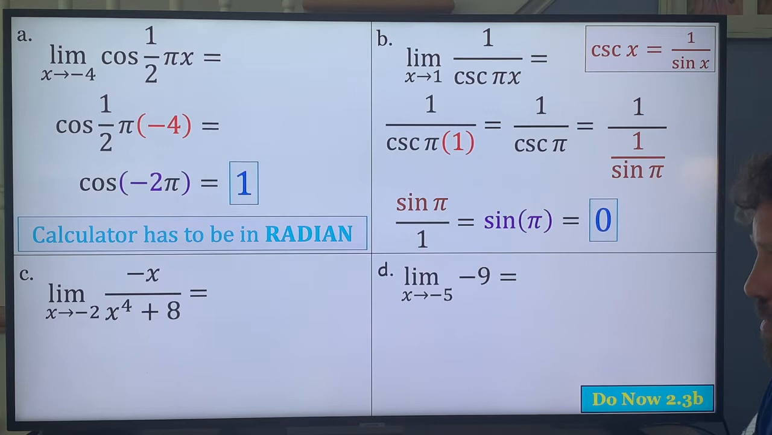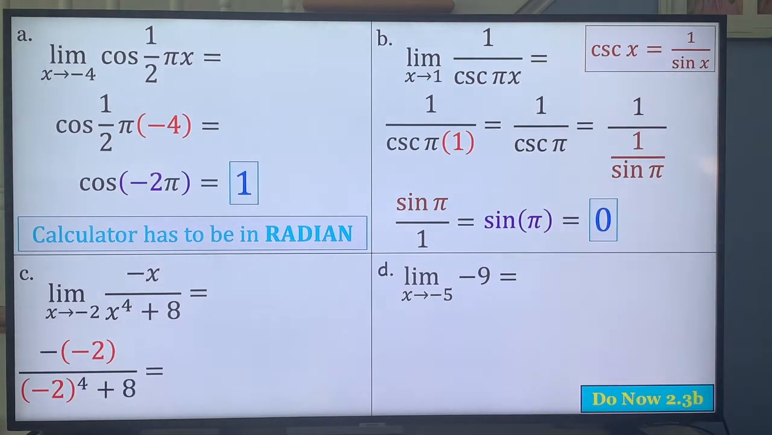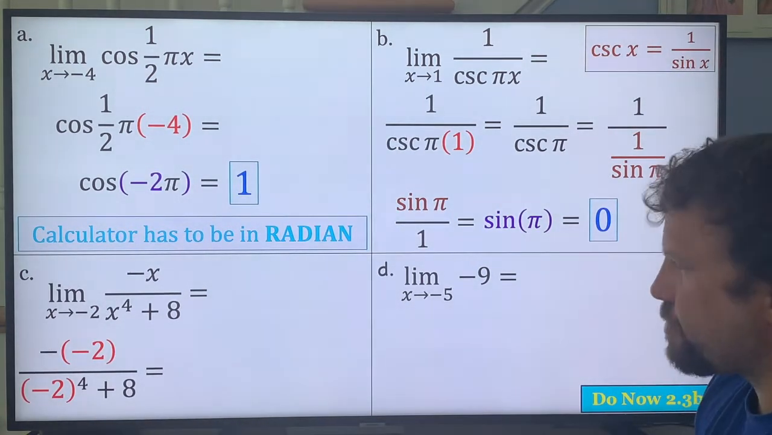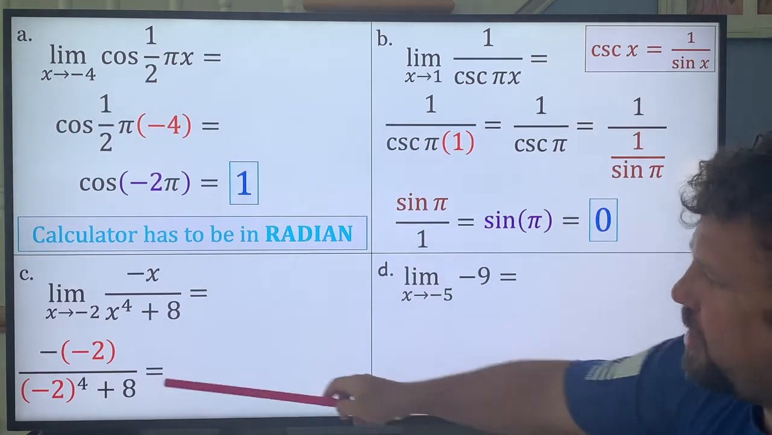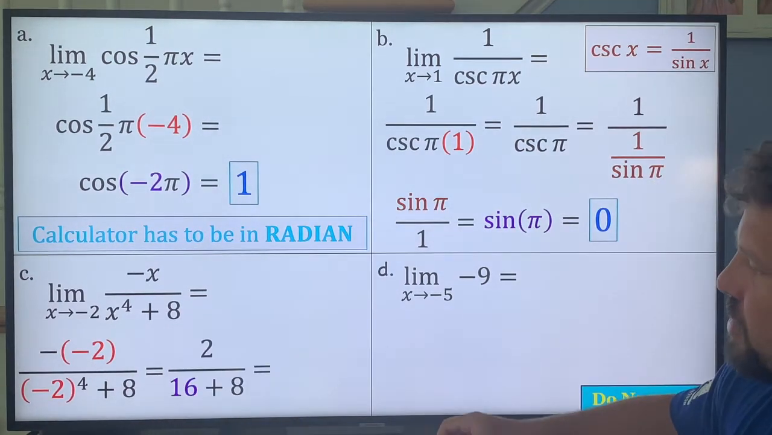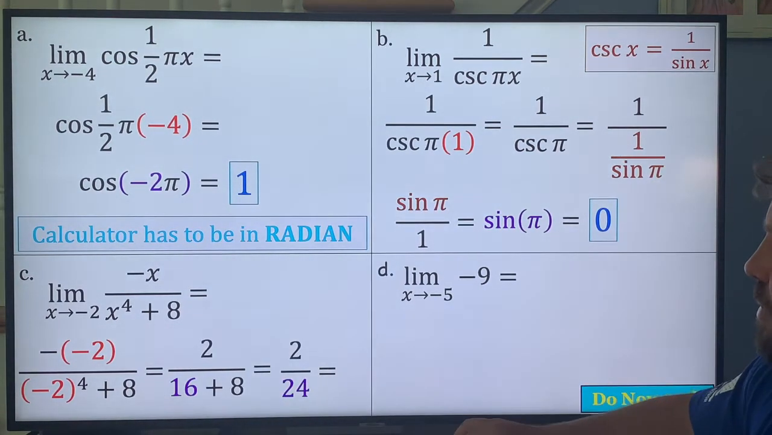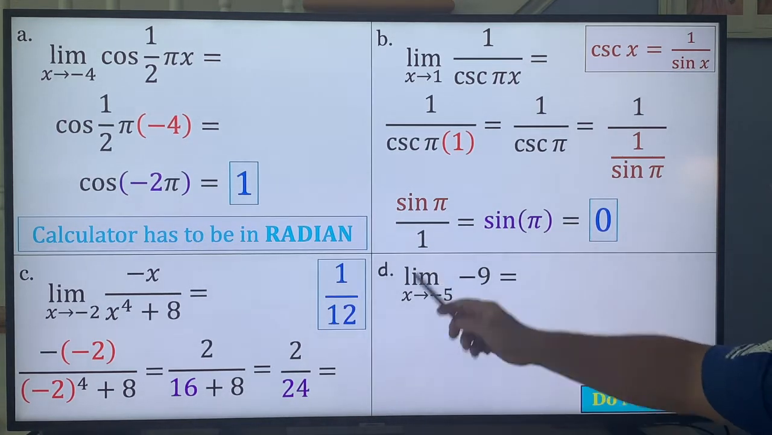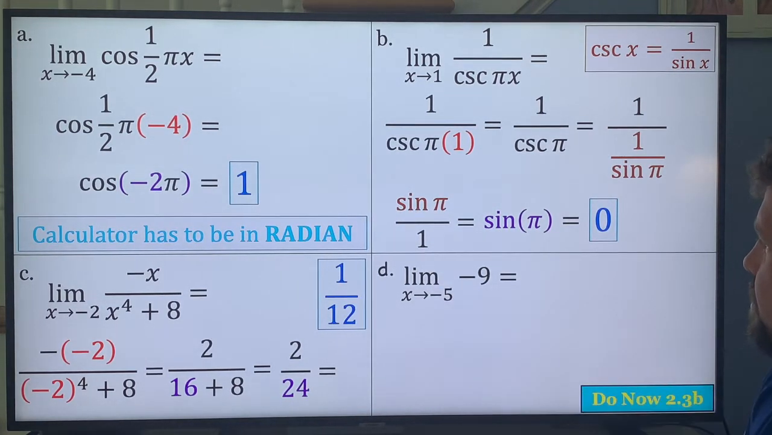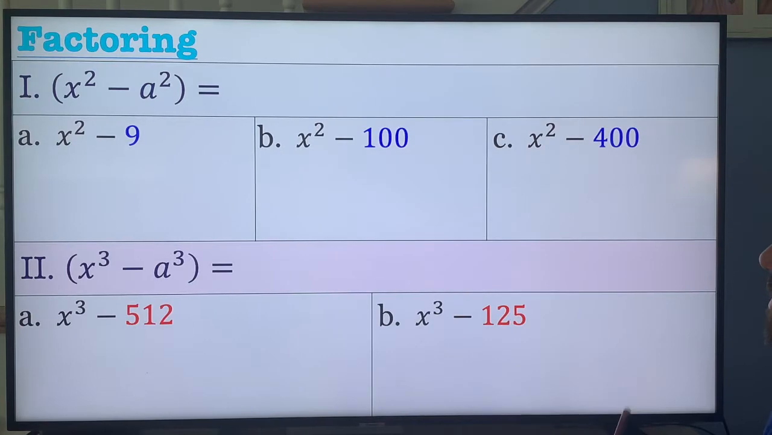Problem C. Negative negative 2 over negative 2 to the 4th plus 8. That's positive 2 over 16 plus 8, 2 over 24, which is 1/12. And finally, D, negative 9. Got it? Good.